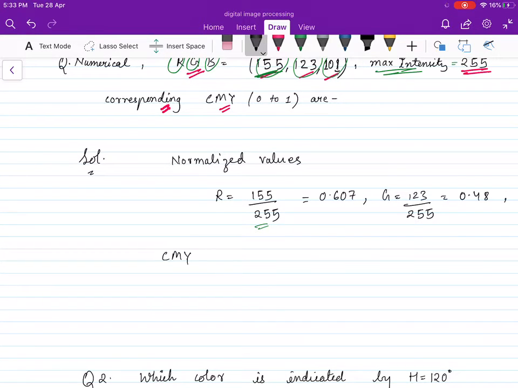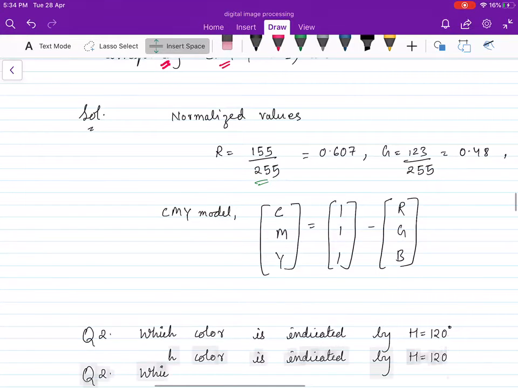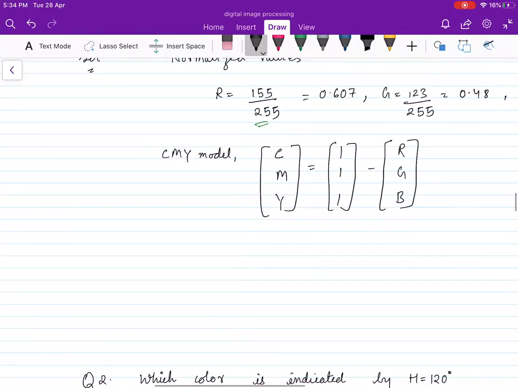in the CMY model, CMY is equal to 1 minus red, green, blue. So C can be given as C is equal to 1 minus R, so 1 minus 0.607. This will be something like 0.4, and M is equal to 1 minus 0.48.